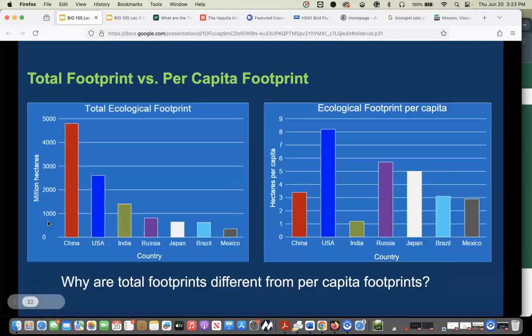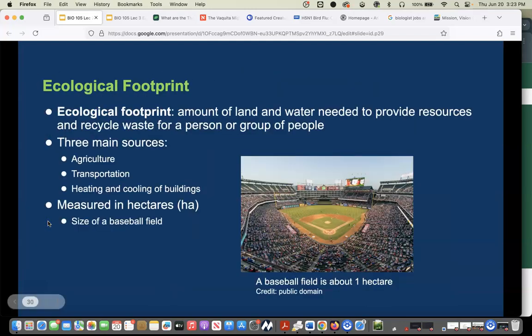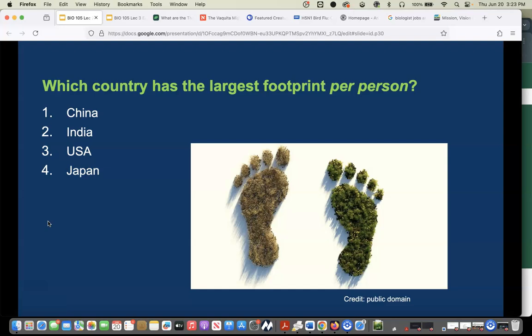And so, just per chance, which country do you think has the largest ecological footprint per person? Is it China, India, US, or Japan? Which one of those do you think would have the largest footprint per capita, the largest land use per individual? So if you picked number 3, US, you're correct.